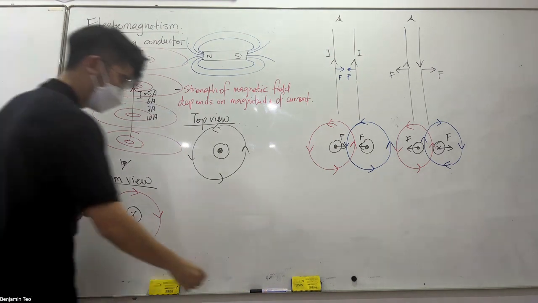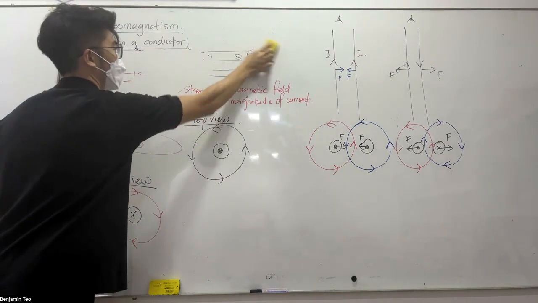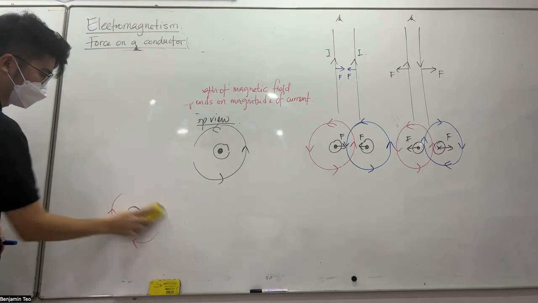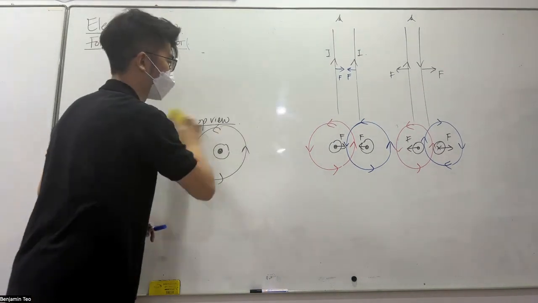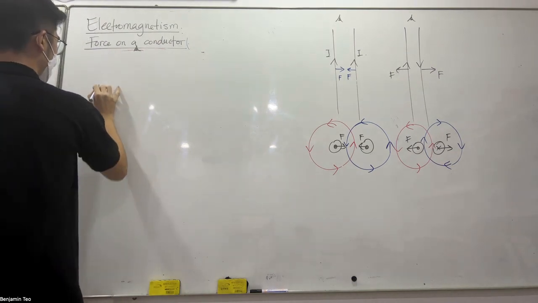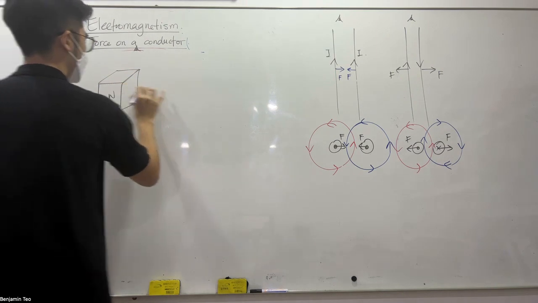So for this example, let's say we take a wire and a magnet. Okay, let's say I take the North Pole.